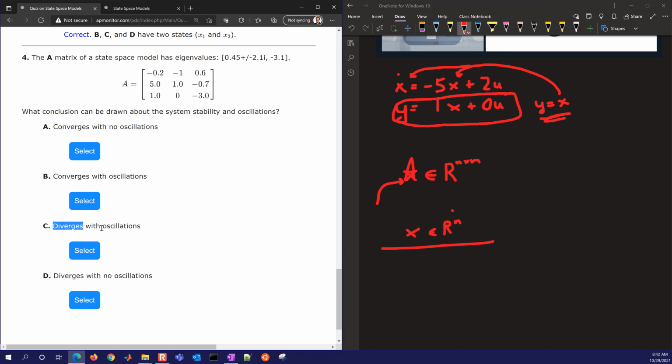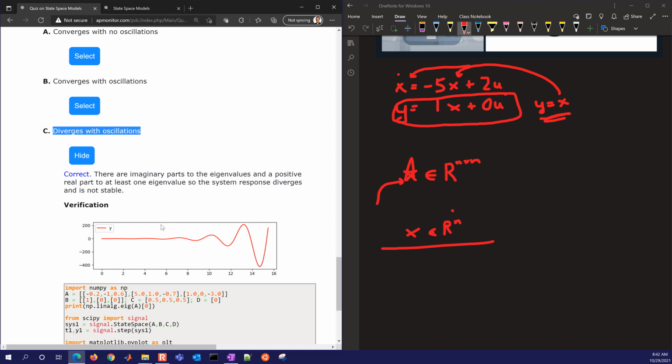And then we also want to see if there are going to be oscillations or no oscillations. If there are imaginary numbers in any of the roots, and in this case there is one that has an imaginary number, then it's going to have oscillations. So it's going to diverge with oscillations. Let's go ahead and select that one. So the solution is there are imaginary parts to the eigenvalues, and a positive real part to at least one eigenvalue, so the system response diverges and is not stable.